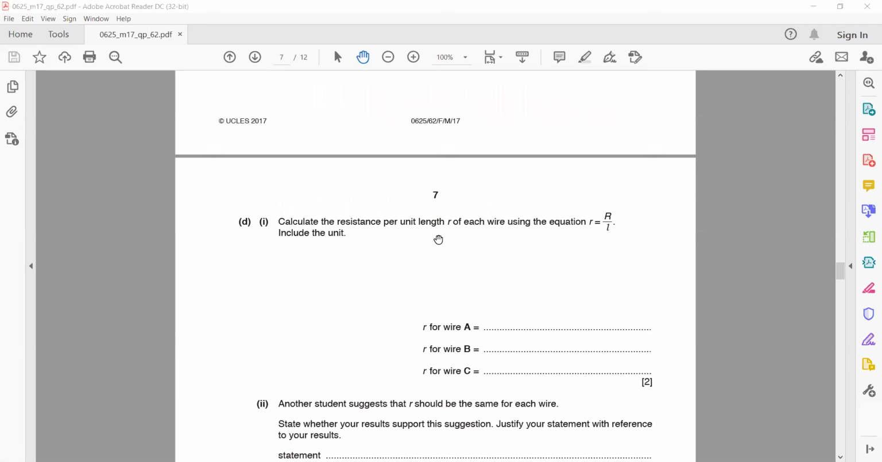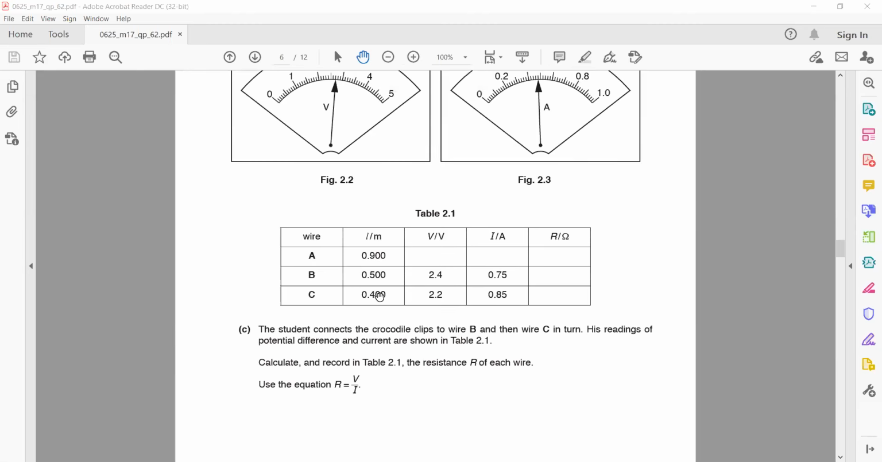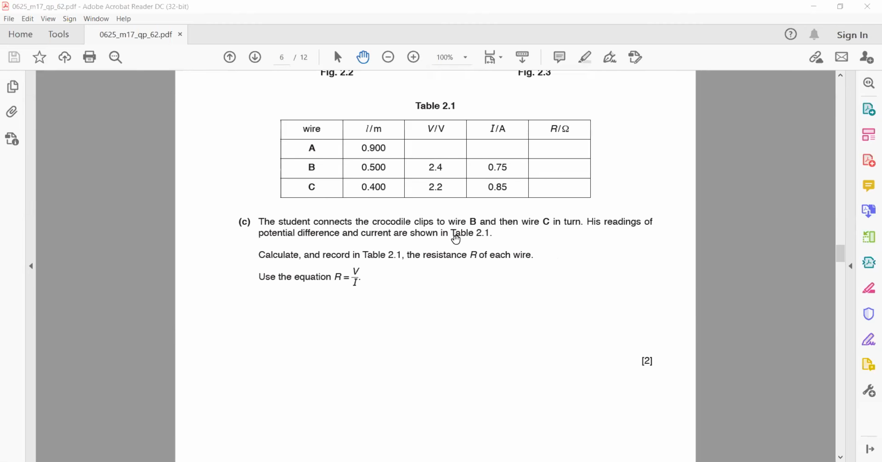Calculate the resistance per unit length for each wire using an equation. R is equal to resistance per unit length, and include a unit. So how do we get the resistance per unit length? You have the resistance here. The first value was 5.62, this was 2.59 and this was 3.20.